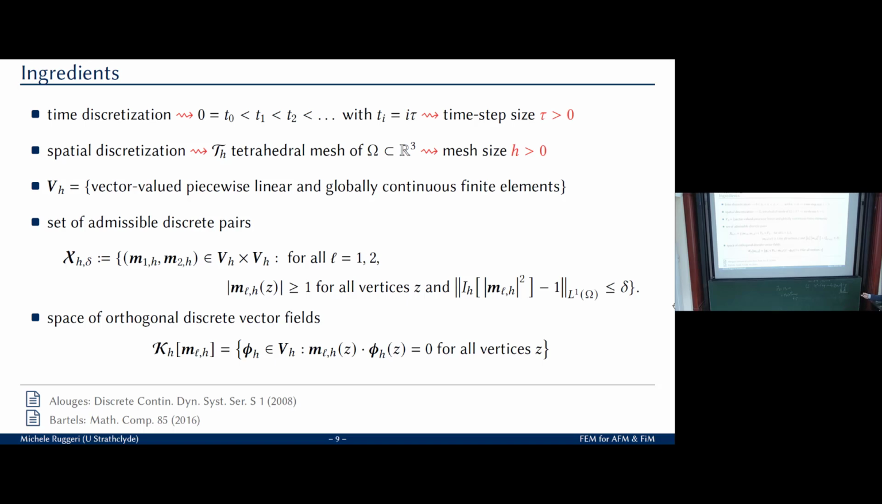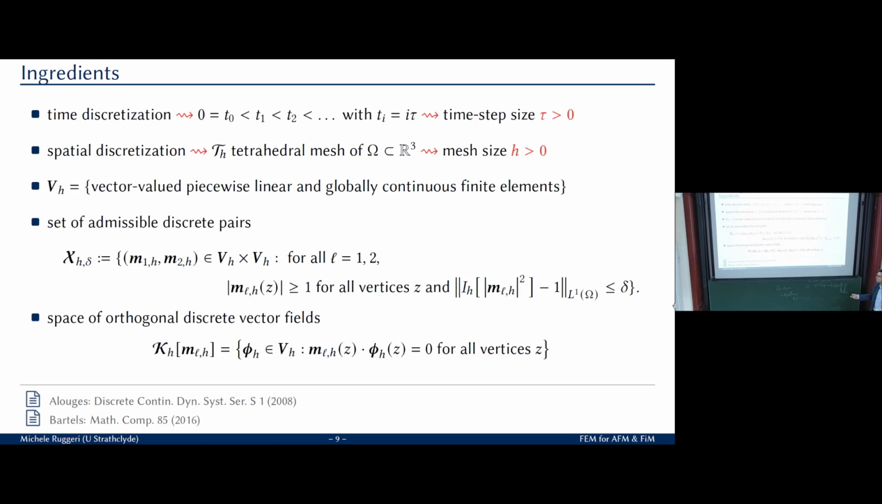Okay, so this is X_{h,delta}, and the other one was the space of orthogonal vector fields. Here we consider a discrete version of it, but as we did before, again we impose the orthogonality that we want to impose analogously, but only again at the vertices of the mesh. Okay, so this is a linear space, and this is the one that we will consider. So these are the ingredients of the method. Basically what I'm doing here is to extend, to adapt methods that are known for ferromagnets to this setting here.